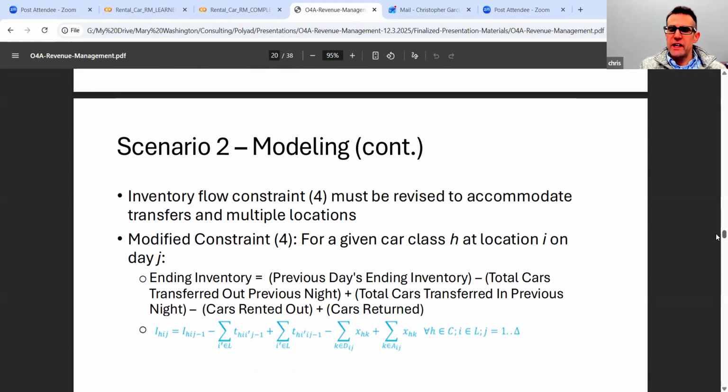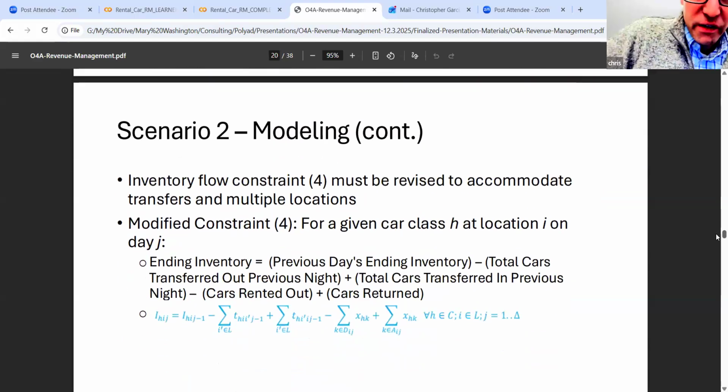Okay, and then the next big change that we have to incorporate here is we have to revise our inventory flow modeling. So we're going to have a modified constraint 4. Okay, so for a given car class H at location I on day J, again, I'm going to start off like this. This is the 4 part in the model here. For all car classes H, all locations I in L, and all days in the horizon 1 up to delta. Okay, we're going to repeat this constraint.